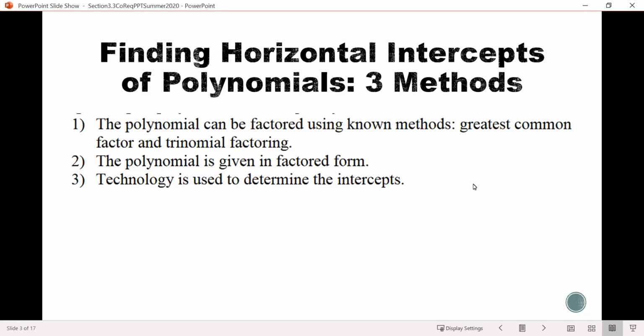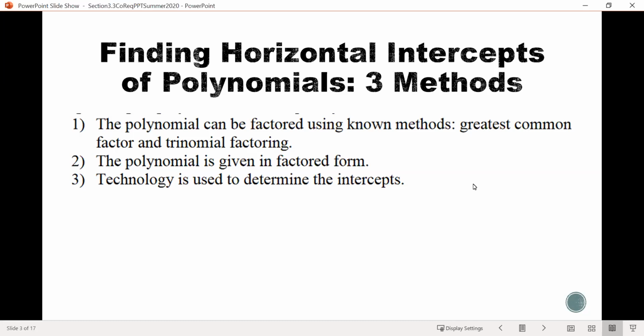Now, we're going to continue our discussion about finding horizontal intercepts. In general, when we need to find a horizontal intercept of any function, we just take the function and set it equal to 0, and then solve for the values of the input variables.